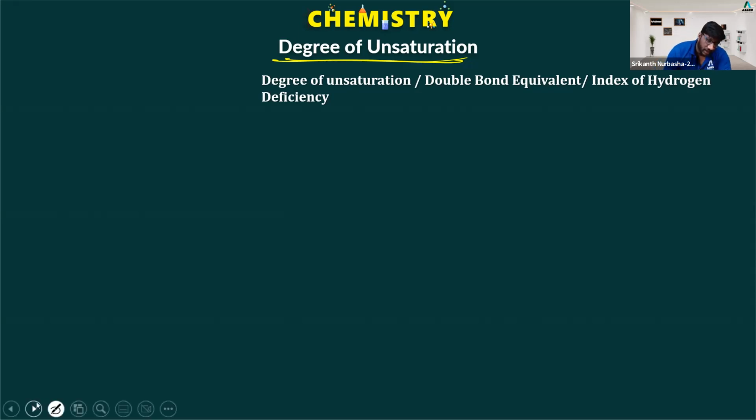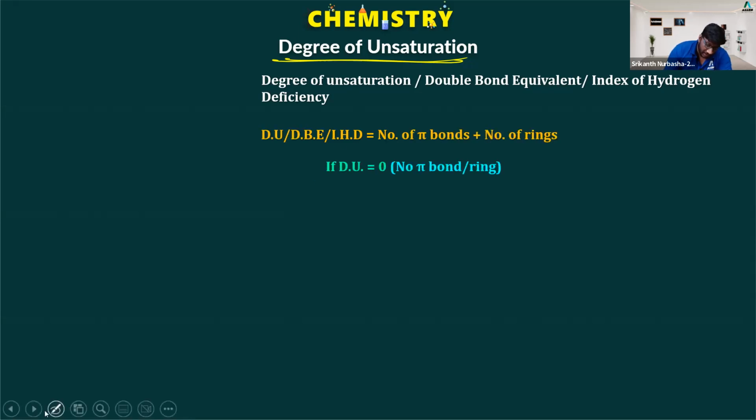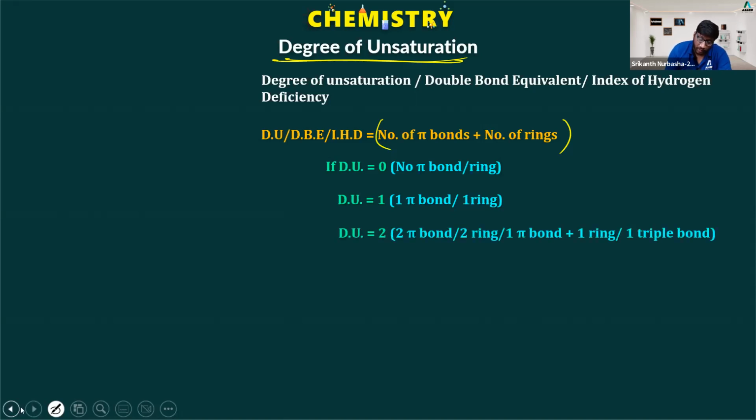Yes or no? Based on degree of unsaturation, you can predict in the structure of the compound what type of multiple bonds are there or how many rings are there. Degree of unsaturation, double bond equivalent or index of hydrogen deficiency, equals the number of pi bonds plus the number of rings. Degree of unsaturation 0 means no pi bond or ring. 1 means one pi bond or one ring. Degree of unsaturation 2 means two pi bonds or two rings or one pi bond plus one ring or one triple bond.